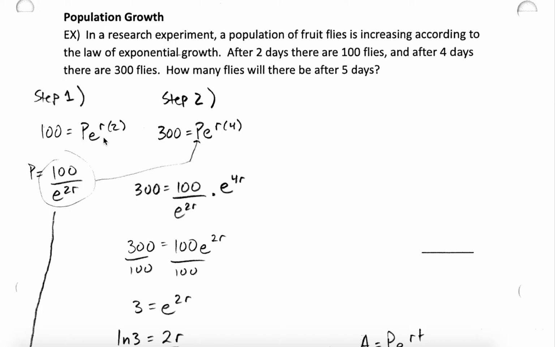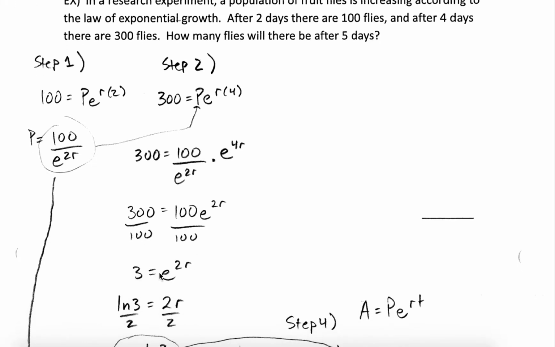So dividing both sides by e to the 2r gives us our p value. I can then take that quotient and plug it into the p spot in our second equation. That allows me to simplify my e to the r powers. I have e to the 4r on top and e to the 2r on the bottom. So dividing terms that have an exponent means that I just subtract the exponents. So I'm left with e to the 2r on top. So now I have 100 times e to the 2r. I can divide by 100. That leaves me with 3 equals e to the 2r.